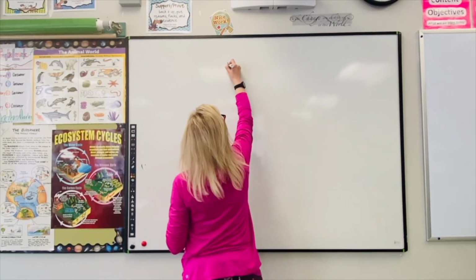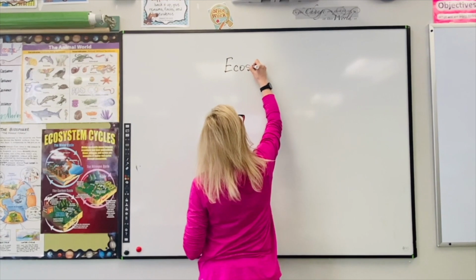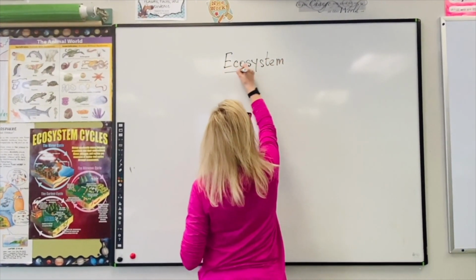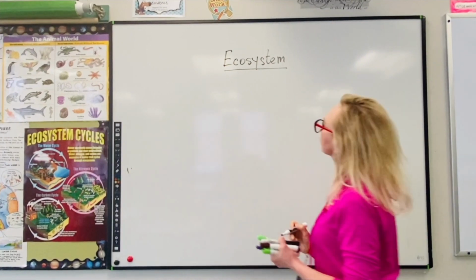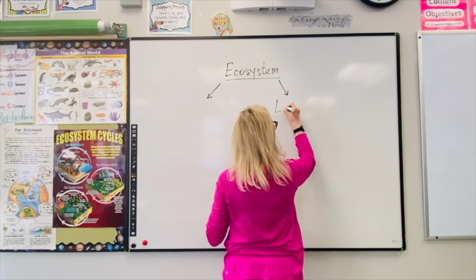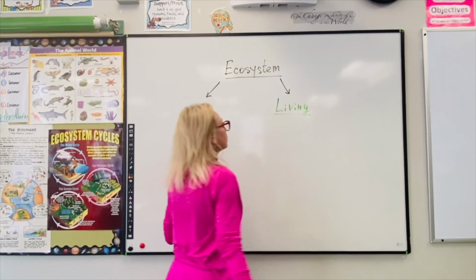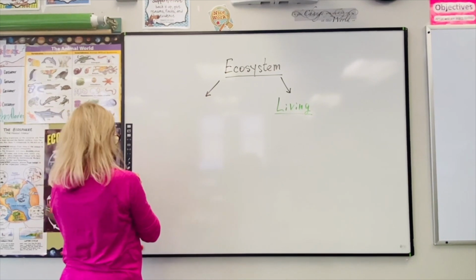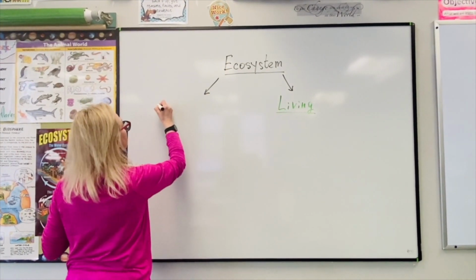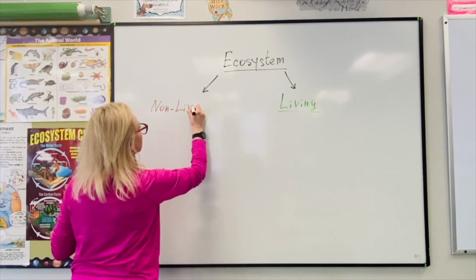Okay guys, let's go ahead and revisit our prior knowledge, what we already know, what we already learned. We learned about ecosystems: all living and non-living things interacting with each other in an environment. An ecosystem can be as big as our planet or as small as a simple tree.